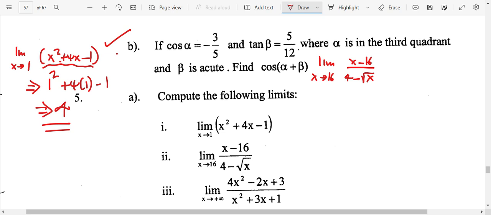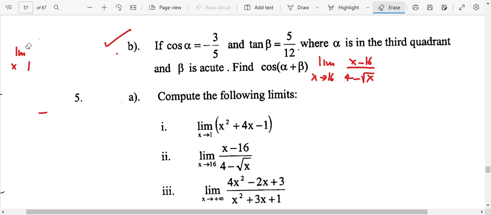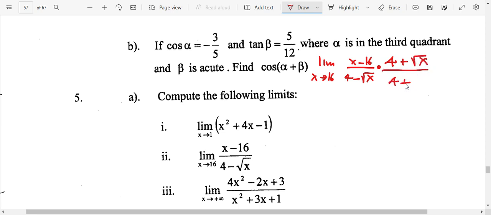What do you think? I think the denominator below should not be equivalent to 0. So what should we do? So we're going to conjugate, multiply on top by 4 plus square root of x, and down by 4 plus square root of x.